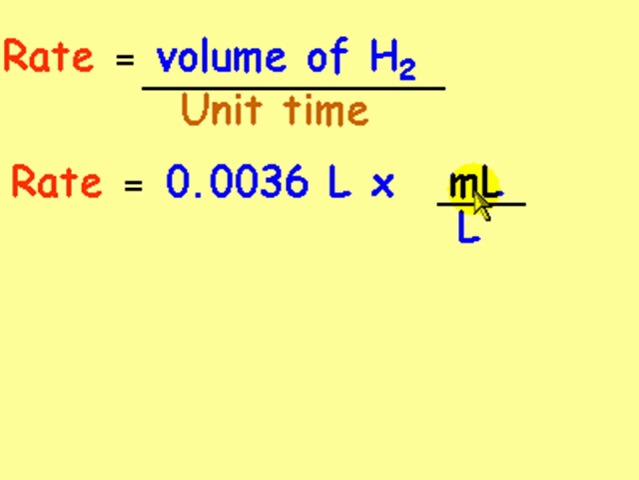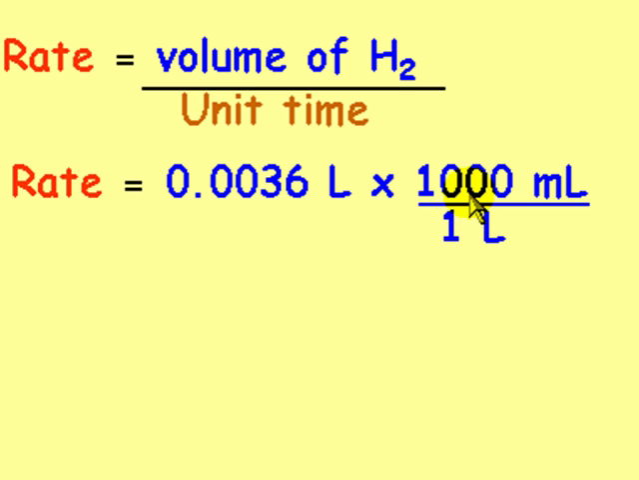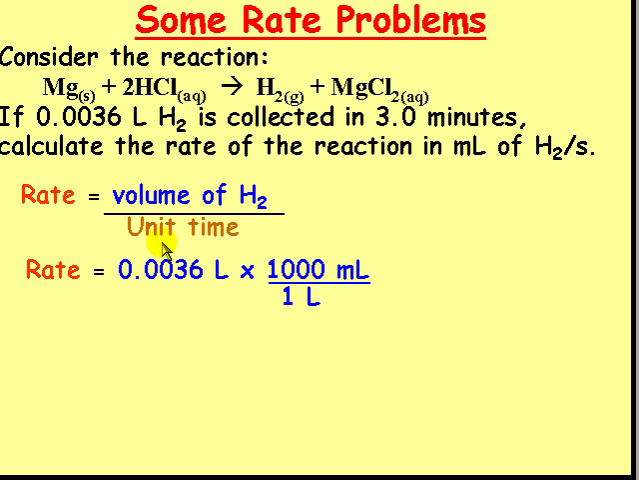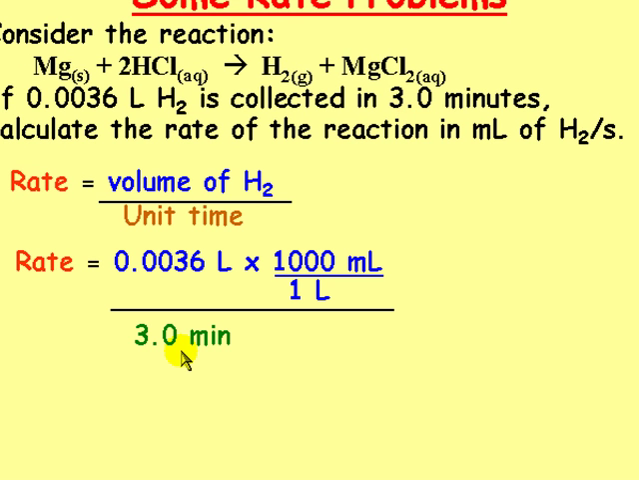So we put in the unit milliliters over liters. And we know that there's 1,000 milliliters in 1 liter. Now we need to put the time unit on the bottom. Notice the time is 3 minutes. So we put in 3 minutes here.